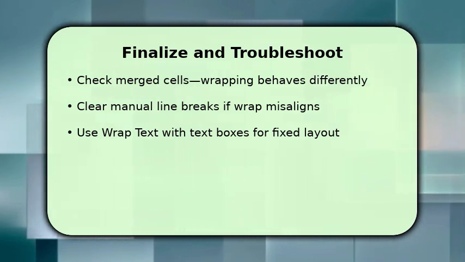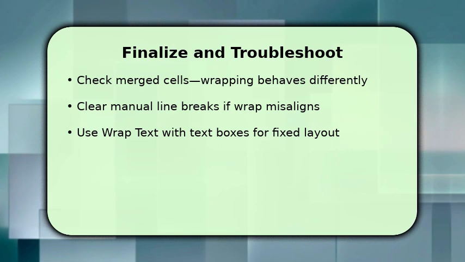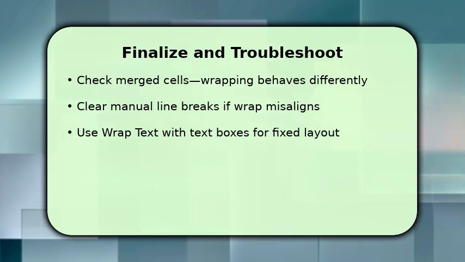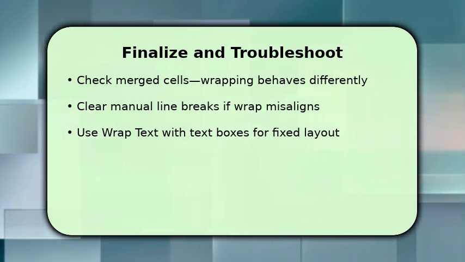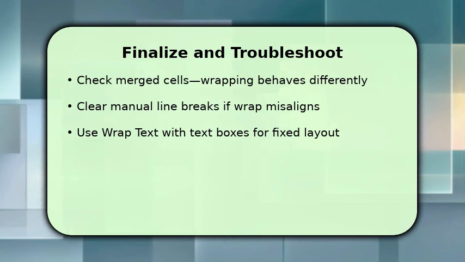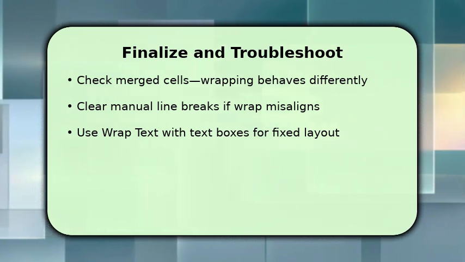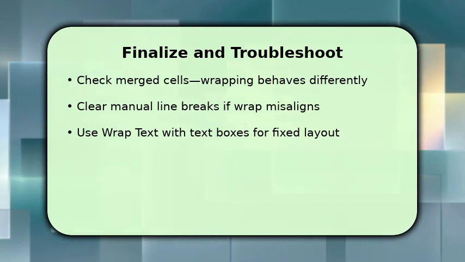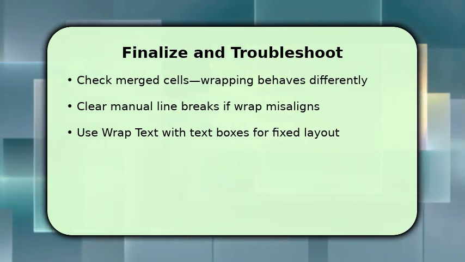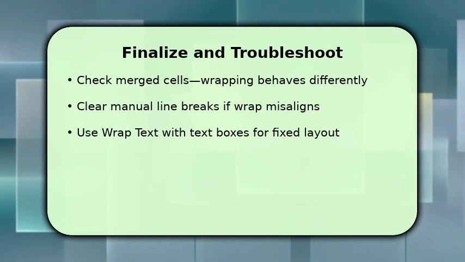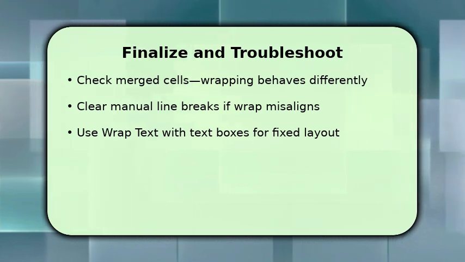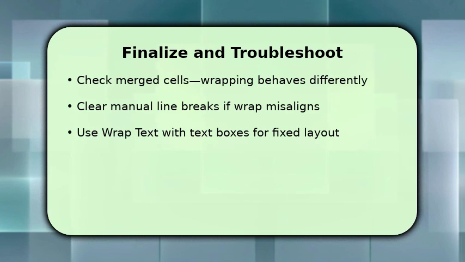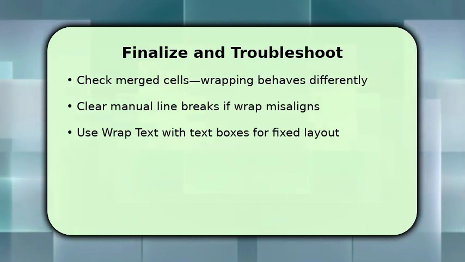Unmerge if needed. If lines look wrong, clear manual Alt+Enter breaks and let Excel recalculate automatic wraps, then reapply manual breaks selectively. For fixed layouts like dashboards, consider using text boxes or shapes with wrap text-like behavior to lock visual flow. If text disappears, make sure row height isn't 0 and that wrap text is still enabled. That single check resolves most issues.